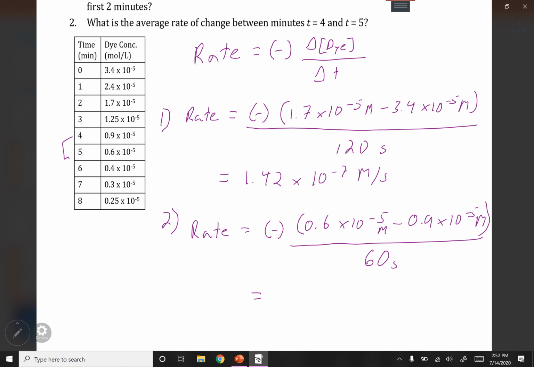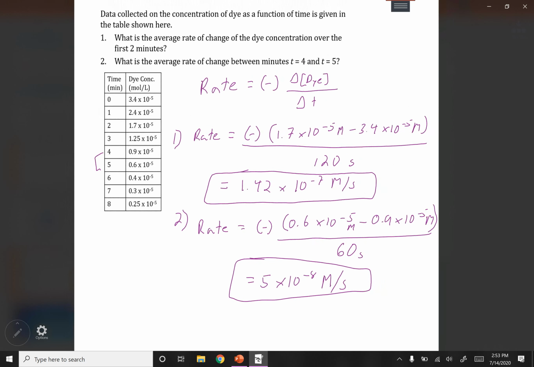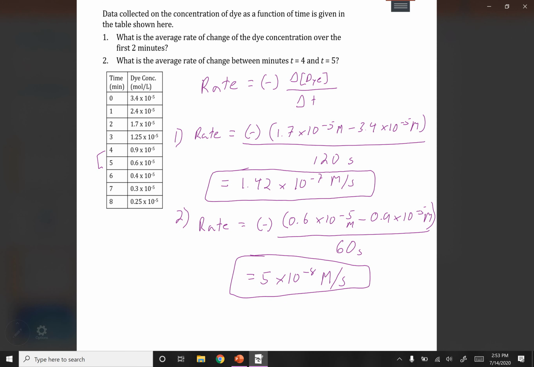If you solve this, your answer comes out to about 5 times 10 to the minus 8 molarity per second. So that would be our two final answers. And that just tells us the average rate of the reaction at that point in time. Based on the information they gave us here, that's really the best we can do.